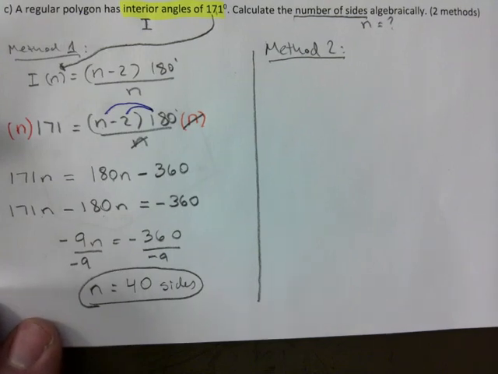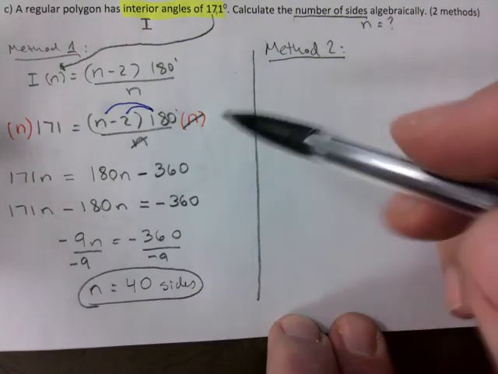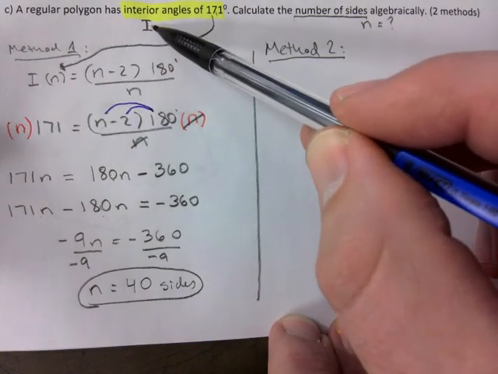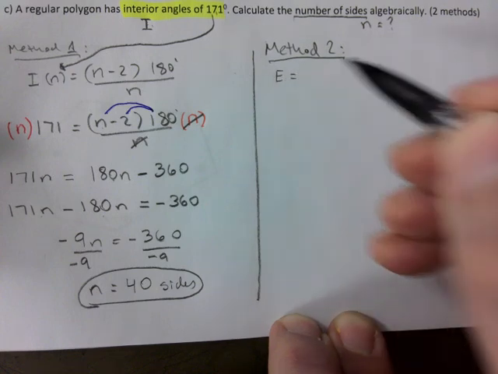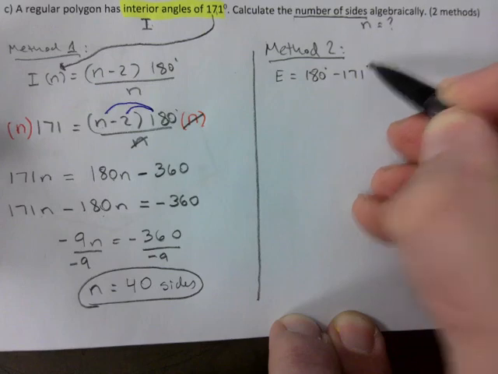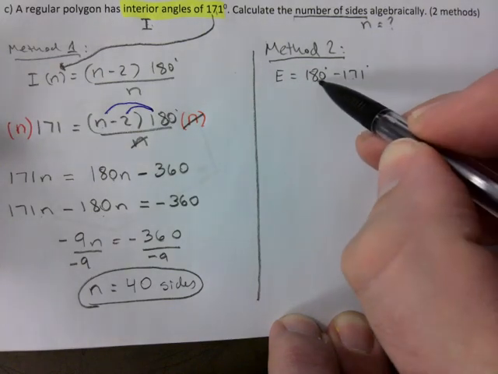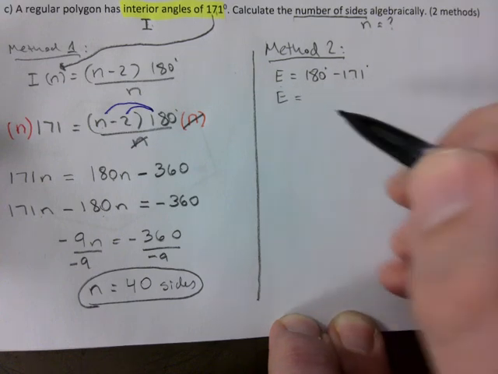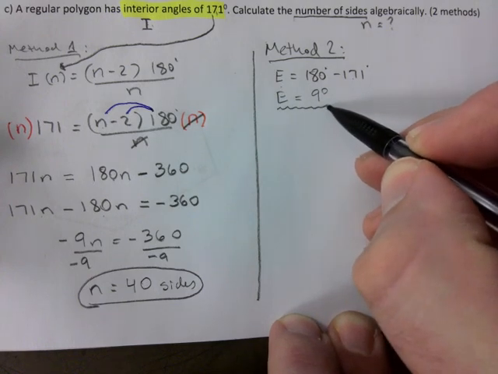Method 2, my favorite. I will do this because look at how complicated the formula looks like for interior angle. I will say this. Exterior angle of this polygon would be 180 minus 171, correct? I take away the interior angle from 180 to give me the exterior. So exterior angle in this case is 9 degrees. I'm going to underline that because it's important to me.